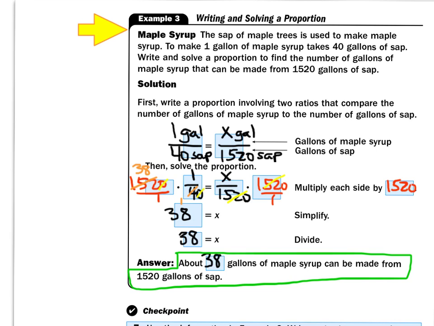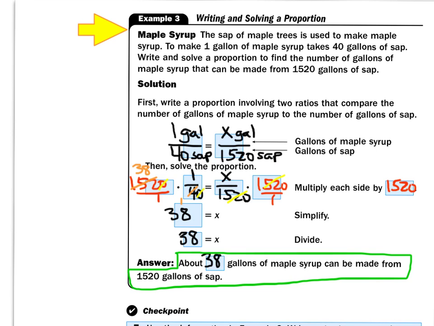So they suggested that we put the gallons of syrup over the gallons of sap. So I know that to get 1 gallon of syrup, it takes 40 gallons of sap. So I use that to start my proportion. Then I put an equal sign and a fraction bar. And then what I do is, see how there's gallons on top? I put gallons on top of the other fraction. See how sap's on the bottom here? I put sap on the bottom over here.